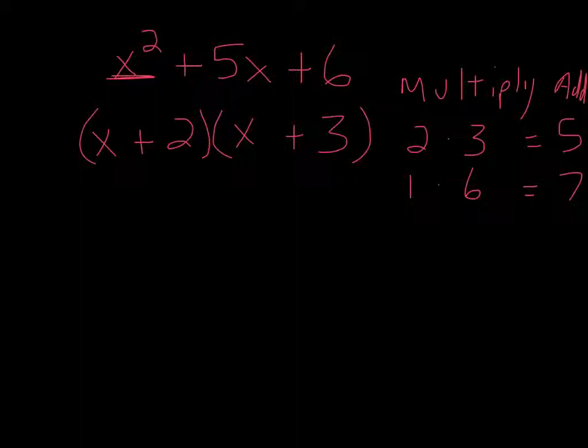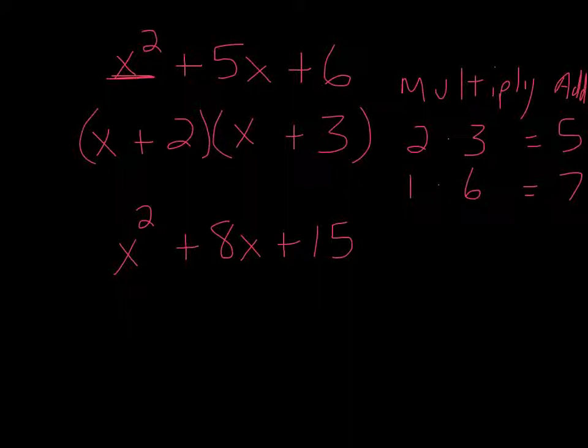Let's do x squared plus, let's see, how about 8x plus 15. Okay, x squared plus 8x plus 15. Now this should be pretty simple because really there's only two ways you can multiply to be 15.